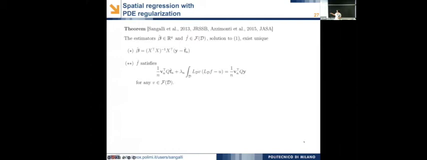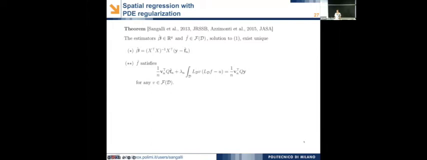Beta hat has a simple least squares form: design transpose design to the -1, design transpose data minus the contribution, of course, of the non-parametric part of the model. The non-parametric part of the model, the F hat, satisfies this variational problem. Unfortunately, this variational problem does not possess a closed form solution, so there is no way we can solve it analytically.